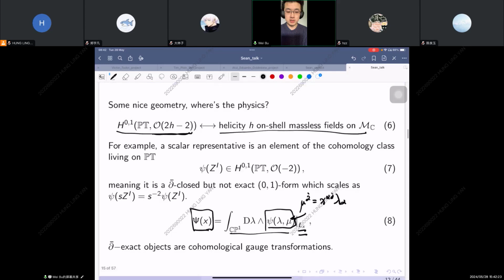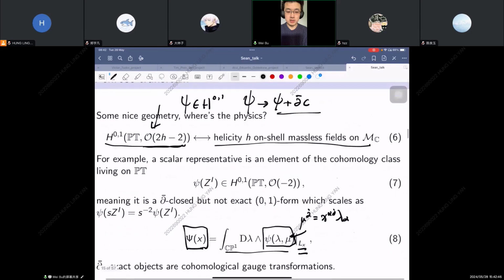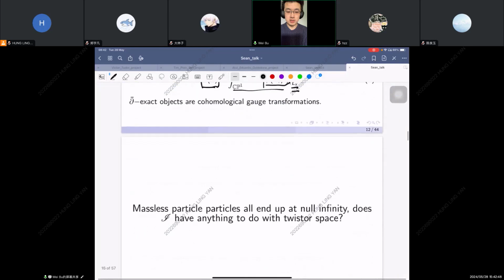And the gauge transformation on twistor space, something you might have noticed already, becomes these cohomological gauge transformations. All that means is that because all the on-shell fields are defined up to d-bar exact pieces, you can always take a psi, say, in H01, and take psi to psi plus d-bar of something. This is up to consideration in the H01 definition. These are d-bar exact pieces.